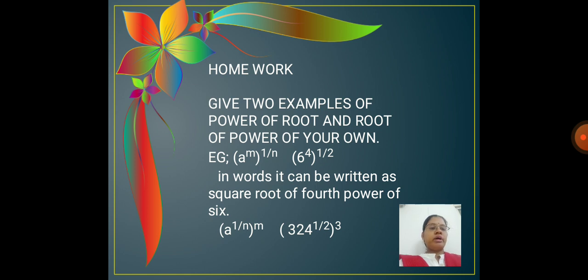Now next one, the mth power of the nth root of a. How will you write it for 324? Third power of the square root of 324. Is it clear? So you create your own examples for the power of root and root of power.